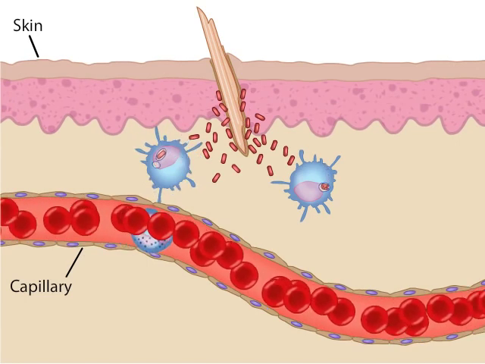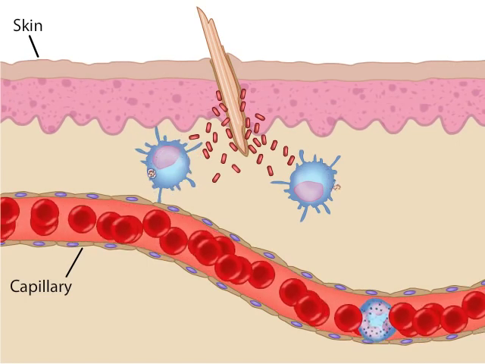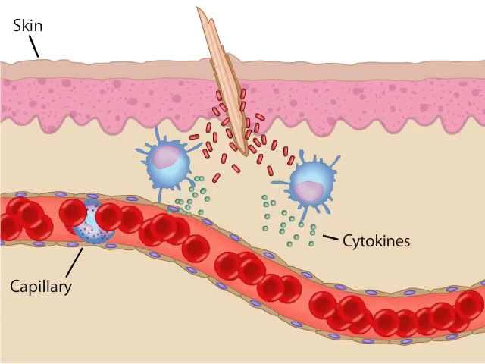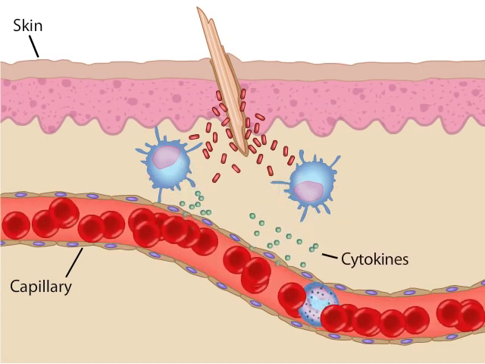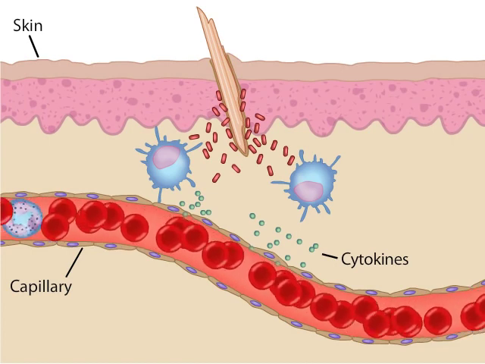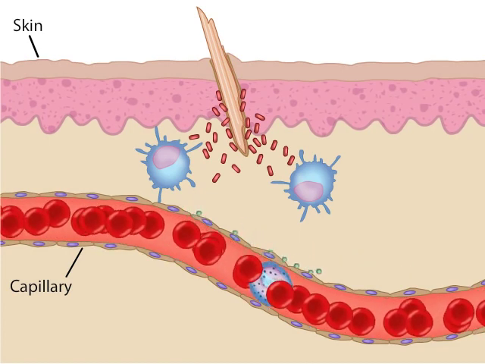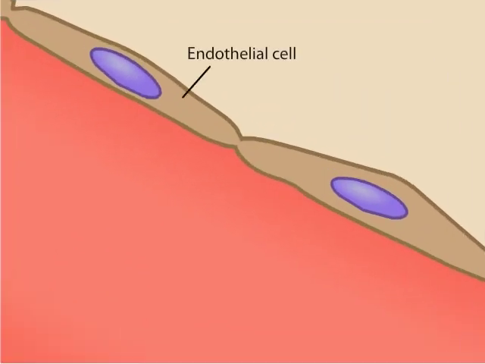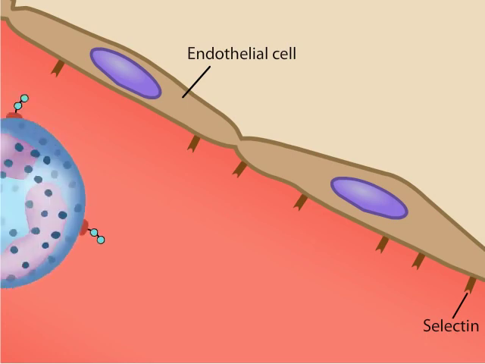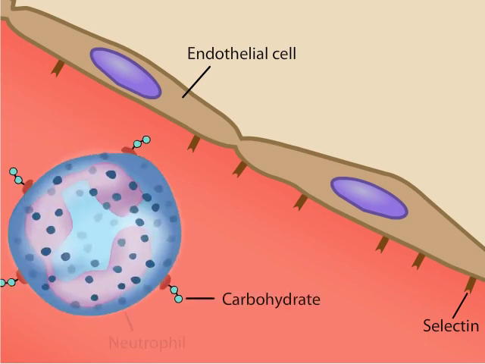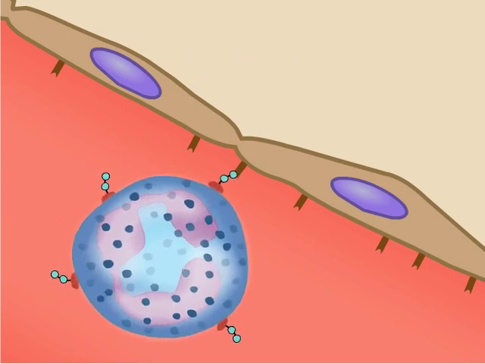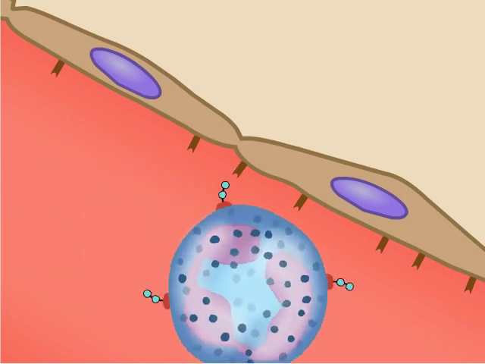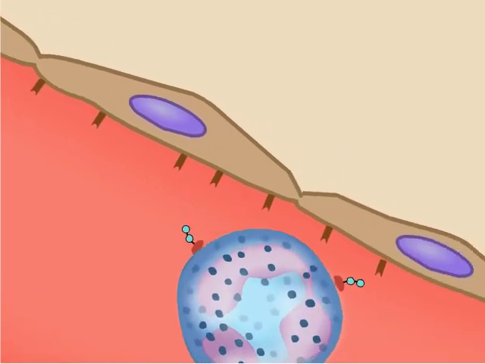In response to the infection, macrophages release a number of chemicals, including those called cytokines. Cytokines are small proteins that regulate the immune response. Some diffuse into the vasculature and stimulate endothelial cells to express specific receptors called selectins. Selectin binds to carbohydrates on the surface of neutrophils, snagging the cells as they flow by in the bloodstream and slowing them down, such that they roll along the endothelium.